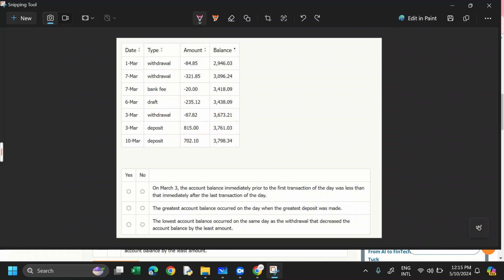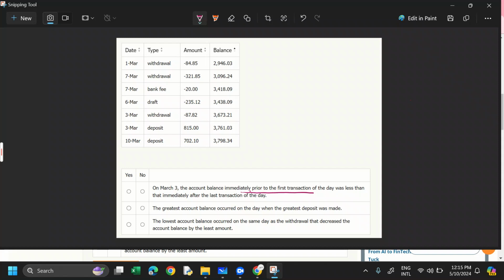These are pretty easy questions, but what is more important in these questions is not solving them, but solving them in the least possible time. So first question: on March 3rd. Immediately you know that you have to go to the March 3rd data. The account balance immediately prior to the first transaction.